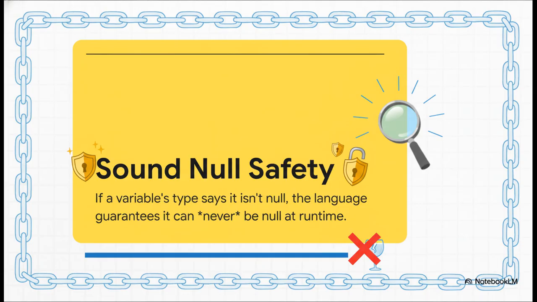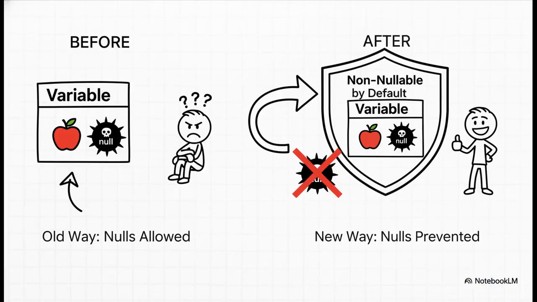This whole idea has a name, Sound Null Safety, and I want you to pay close attention to that word: guarantee. This isn't just a helpful tip from the compiler, it is an unbreakable contract. If a variable's type says it's not null, then it's impossible for it to be null. End of story. So how do they pull this off? It all comes down to one simple, game-changing rule. By default, variables cannot be null. That's it. Unless you go out of your way to say a variable can be null, it just can't. This is a huge shift from how a lot of other languages work.